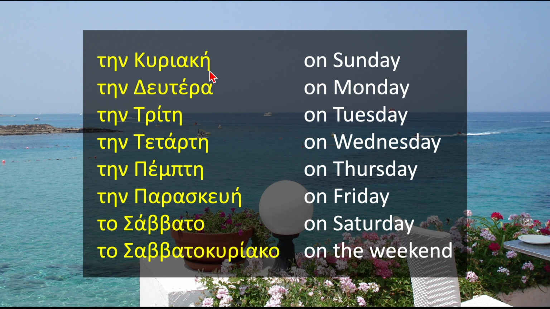Την Κυριακή, on Sunday. Την Δευτέρα. Την Τρίτη. Την Τετάρτη. Την Πέμπτη. Την Παρασκευή. Το Σάββατο, because it's neuter. Το Σαββατοκυριακό. So these are all feminine nouns and they take the article in the accusative case, την, and these two, Σάββατο and Σαββατοκυριακό, are both neuter nouns and the article is το.